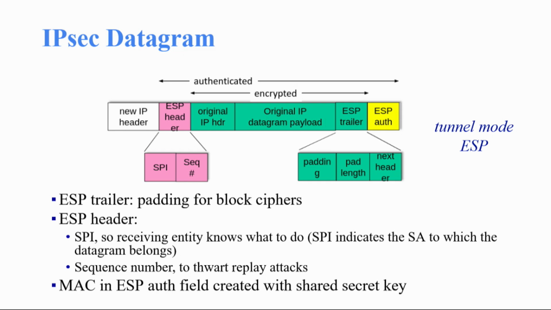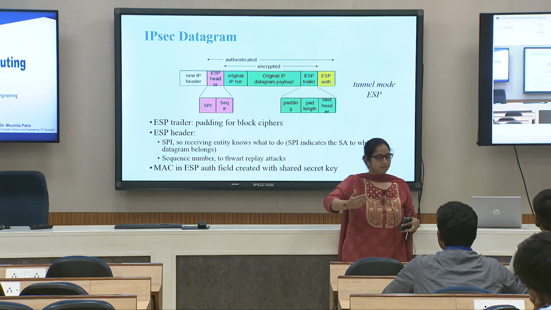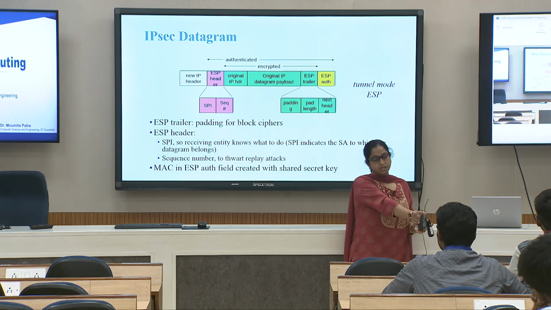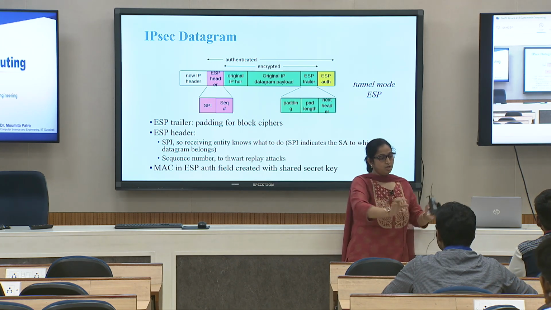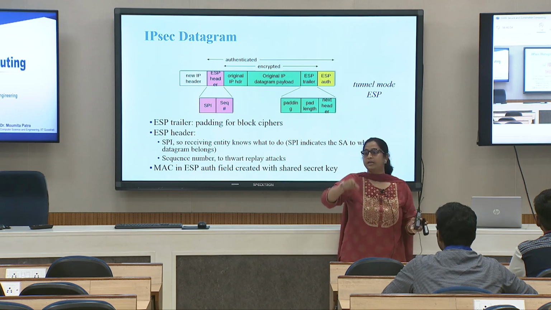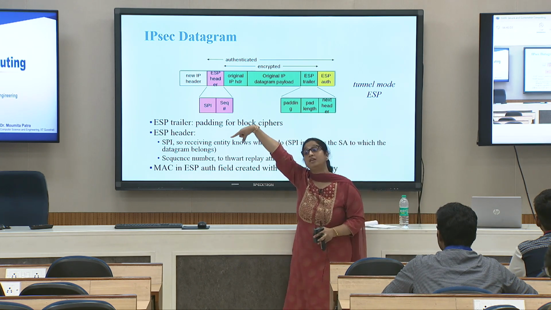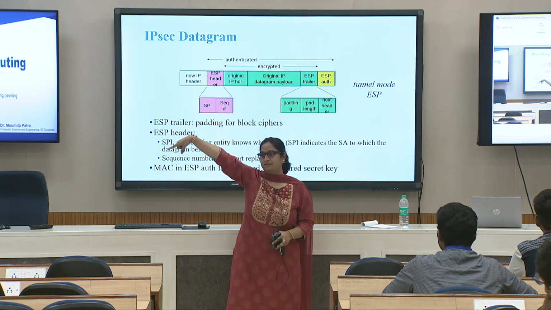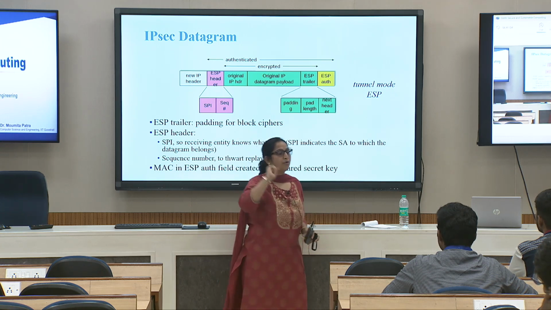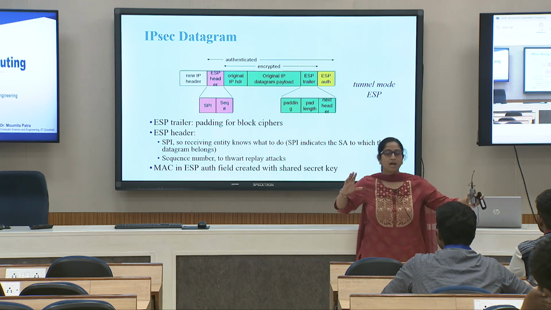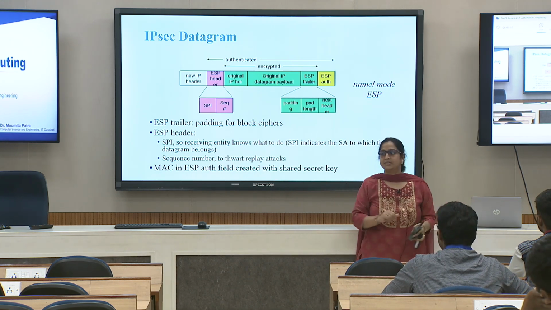Now once this is created, an authentication will be done. How is it done? By using a shared secret key. So the ESP header and the ESP authentication field, which is at the end in yellow, are added, authentication is done overall, and then you add a new IP header which will contain the address of the tunnel endpoint, so that it reaches the required destination. So this is all the work that is done in the IPsec datagram.